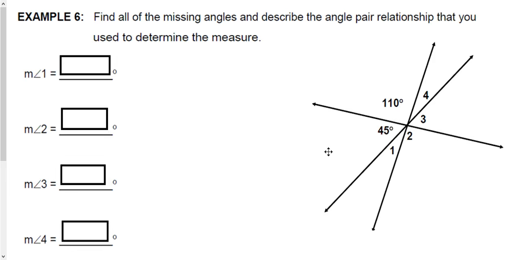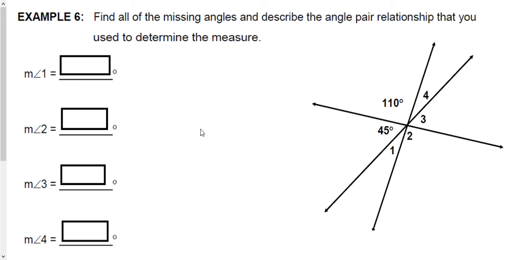Example 6 is a nice fun one. We'll do this one together. What do we got here? Well, they want to find these missing angles, 1, 2, 3, 4, by using vertical angles or looking for those lines that the angles will add up to 180.